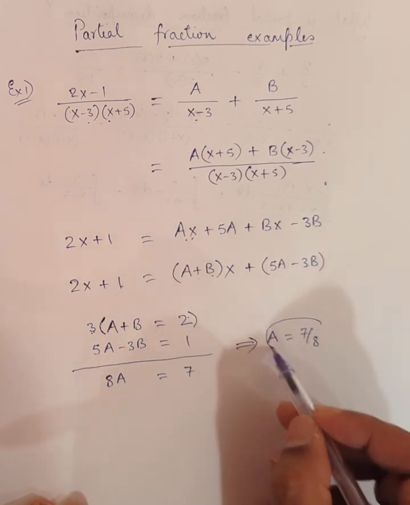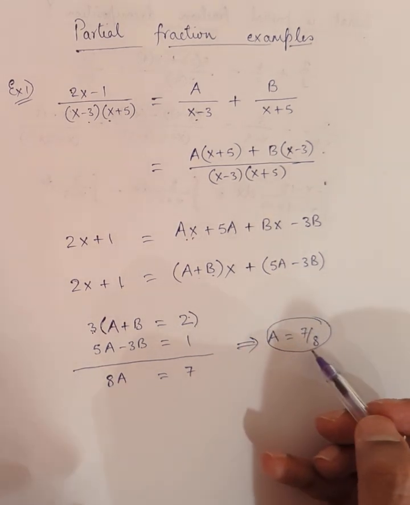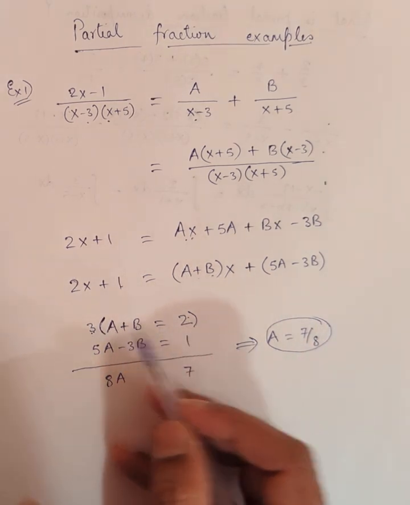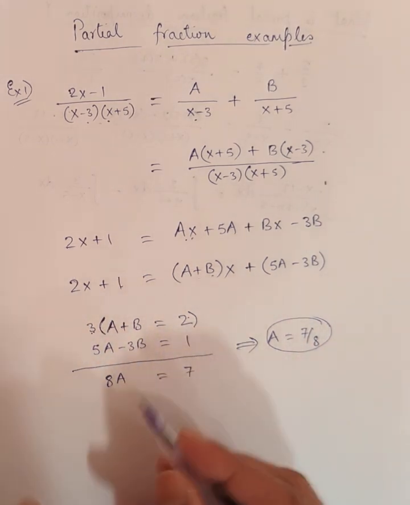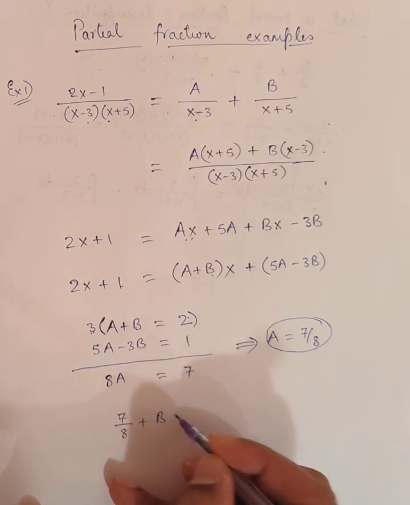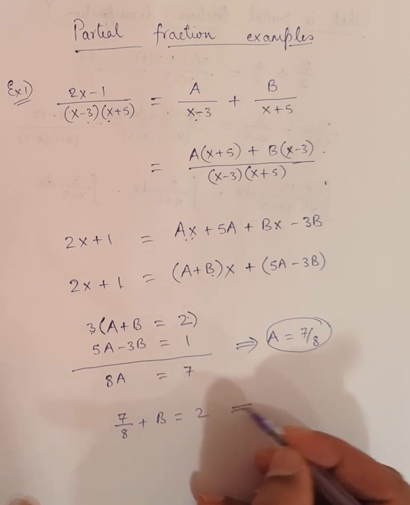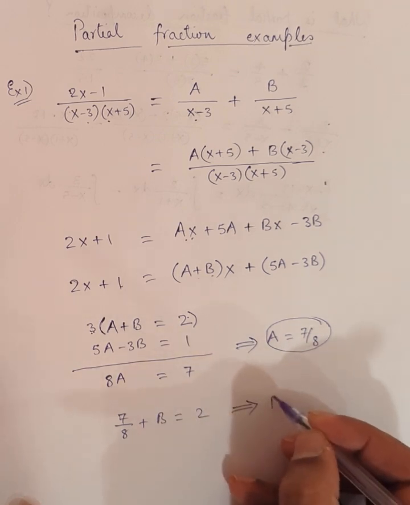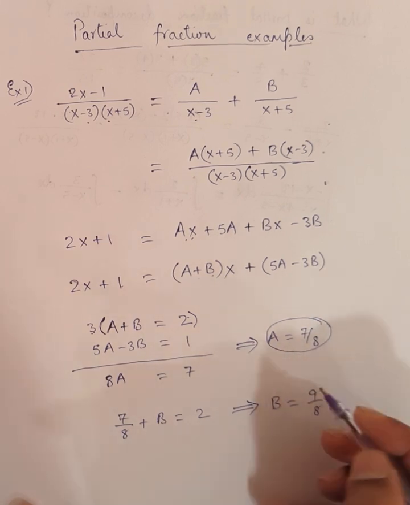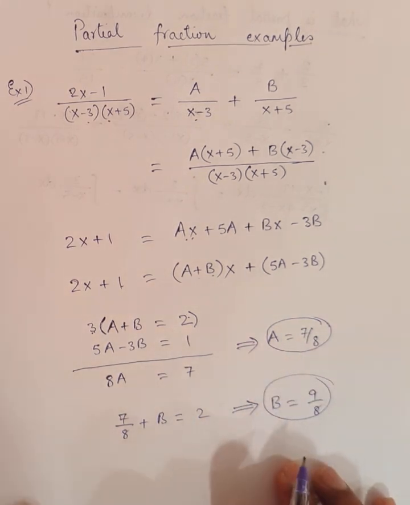So this is my part of the solution. I still have to find b. I can go back and plug it into the first equation. a plus b equal to 2 gives me 7/8 plus b equal to 2. And I can subtract 7/8 from both sides. 2 minus 7/8 is 9/8. So this is what I'm getting.